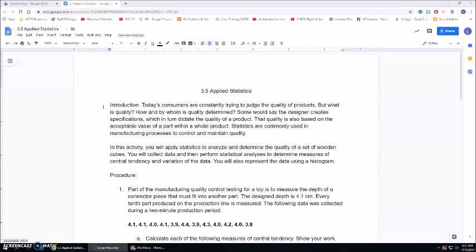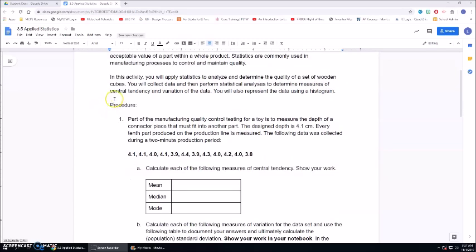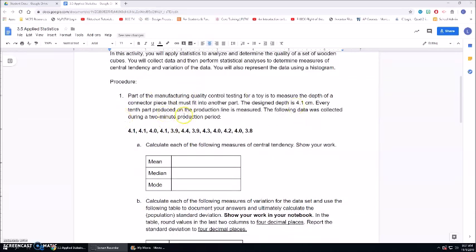So whether it's too big, too small, or a little bit off of the ideal size, we use statistics to resolve this during the manufacturing process, and that's called quality control. Then we maintain quality by making sure that we have that quality control. So in this activity, you are going to use this data to complete it.